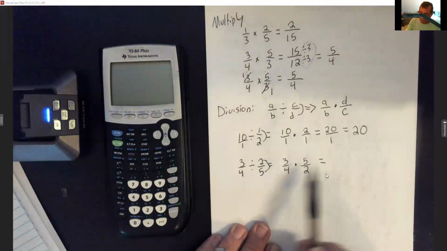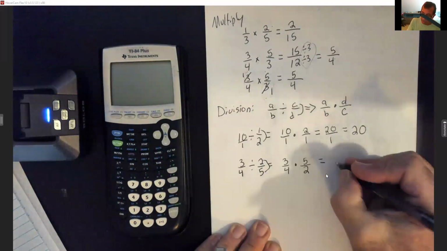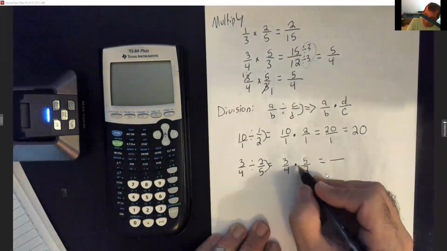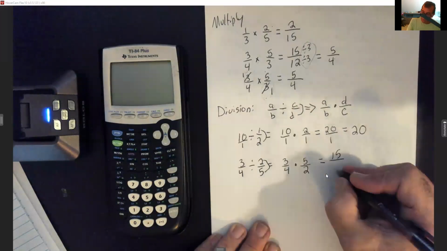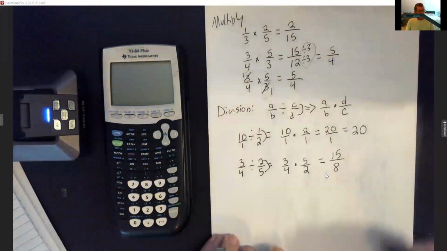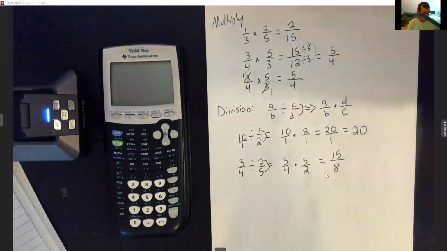So nothing reduces, so I'm going to multiply straight across for my final answer. 3 times 5 is 15. 4 times 2 is 8. That does not reduce. Final answer.